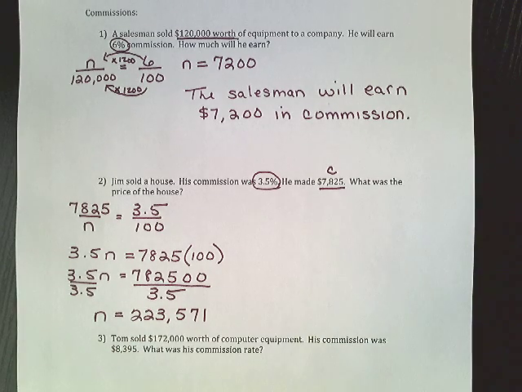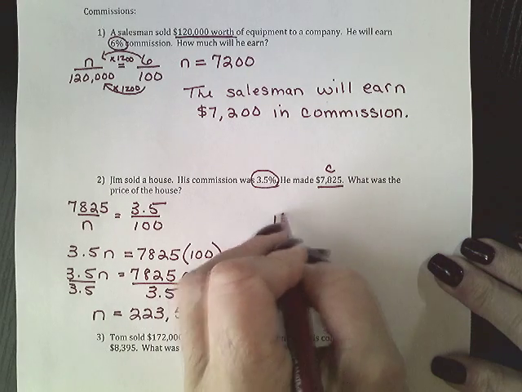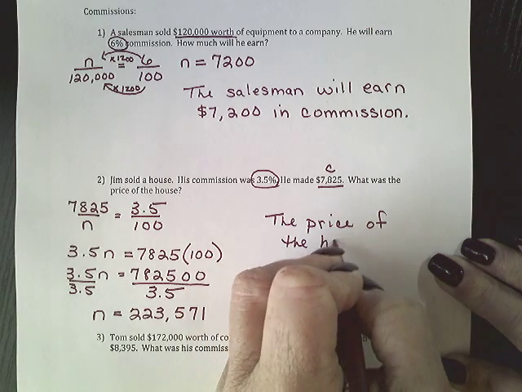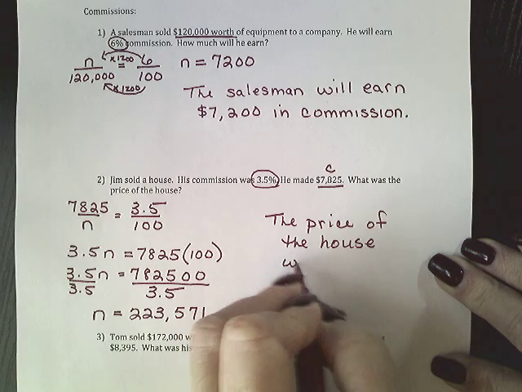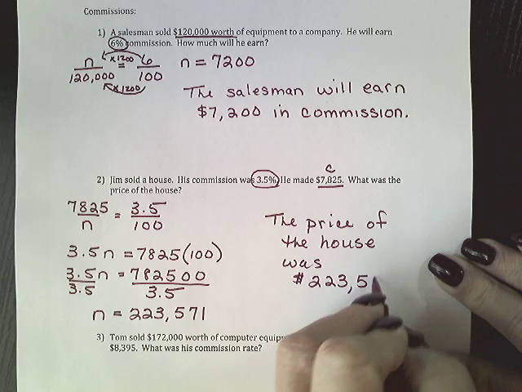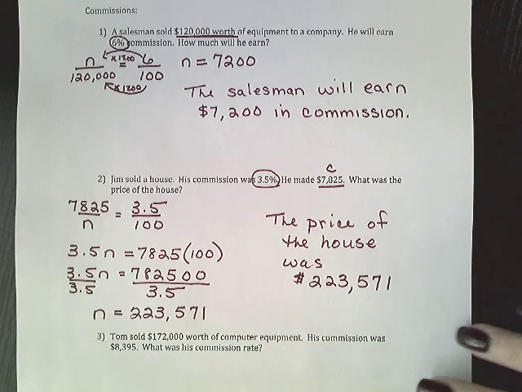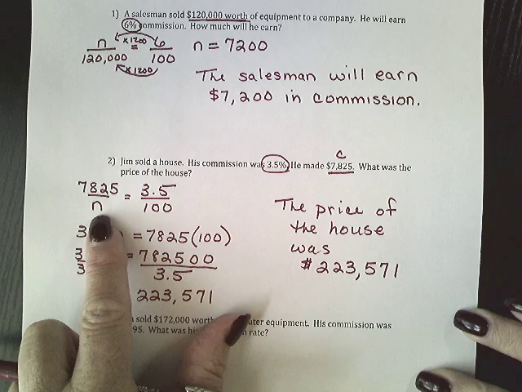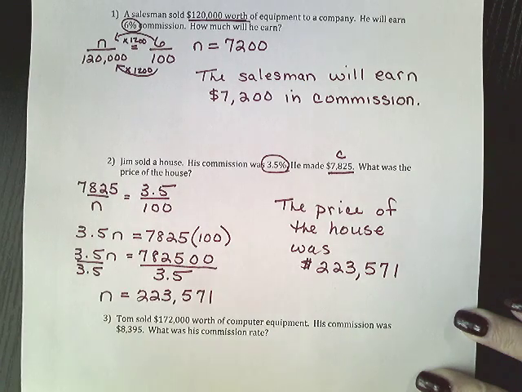$223,571. Now there's some change that was involved in this when I did the division, but usually when you sell a house, you don't sell it with change. Like I wouldn't put 99 cents or 89 cents with that. It's rounded to the nearest whole dollar. So the price of the house was $223,571. All right, so the first problem, we were looking for the part or the commission. The second problem, we were looking for the whole or the price of the house.